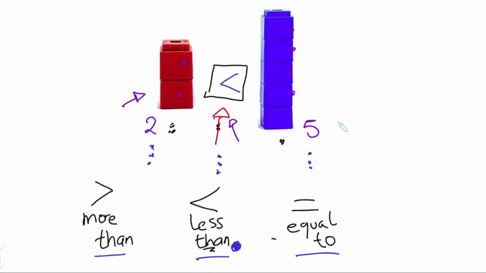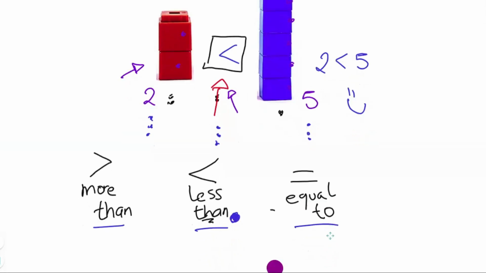Now let's read this as a number sentence. 2 is less than 5. Do you agree? I agree too. Fabulous. Shall we do another one? Here we go.